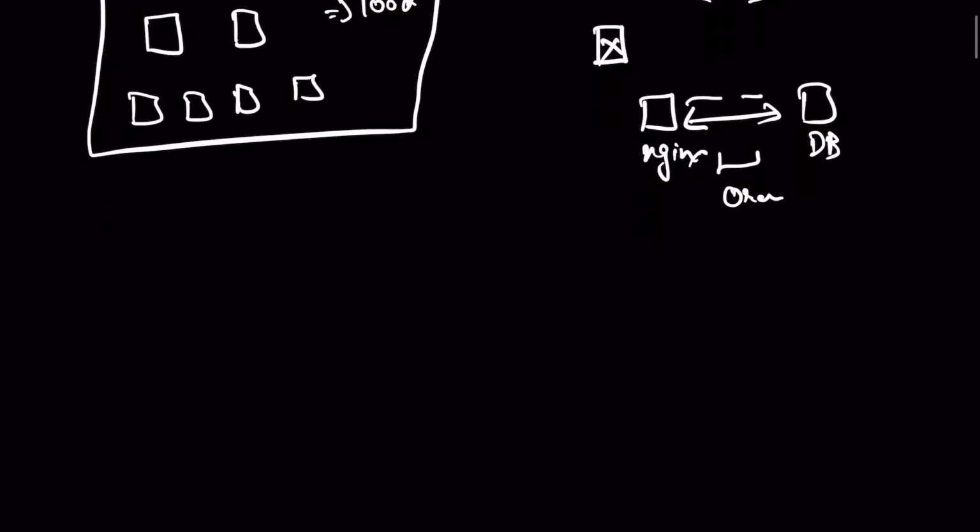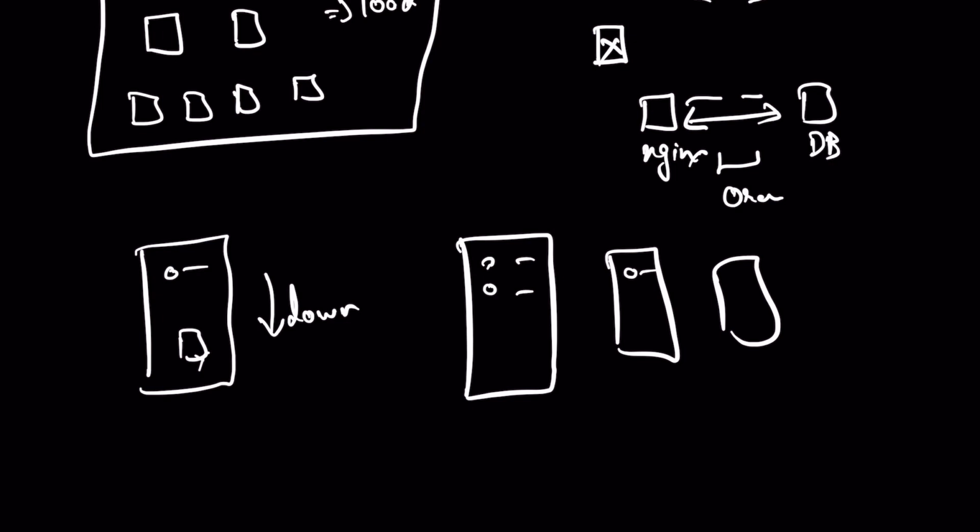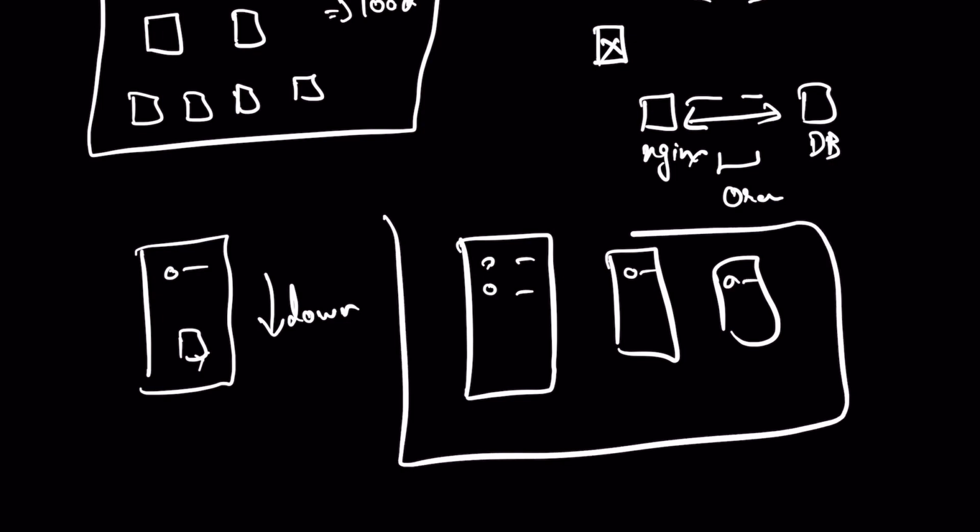Let's assume another scenario. For example, there is a host node 1 where your container is running. Due to some issues, the host goes down. What will happen? Your container will go down and you will not be able to serve traffic to your clients. So in case of container orchestration, there will be a lot of nodes, at least a minimum of 2 to 3 nodes in a cluster, and everything will be managed by a container orchestration tool.